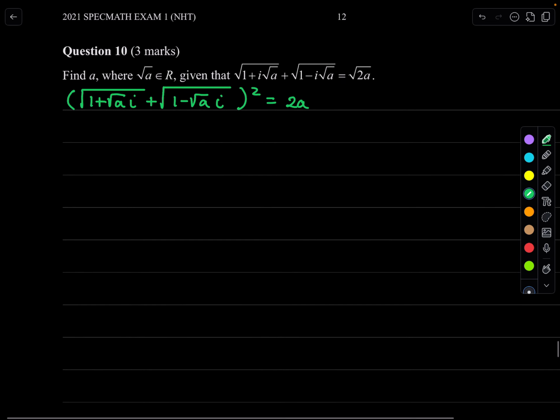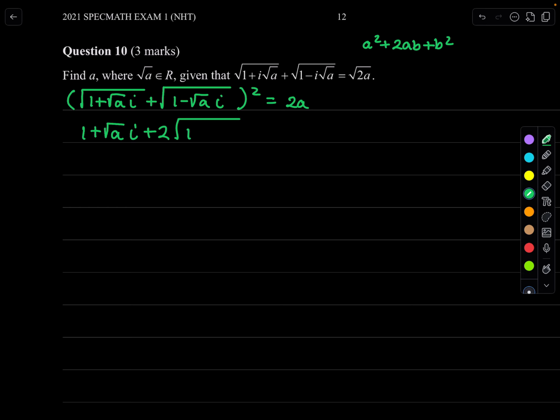Okay, so guys, I'm just going to use a formula because there's a lot happening here. Remember a squared plus 2ab plus b squared. So a is this, and this is our b. So it's a squared, so the square root is going to cancel out. It's just 1 plus root A, plus 2ab, where ab is square root 1 plus root A times, again, square root 1 minus root A, plus b squared. So this is squaring that, which the square root cancels out, 1 minus root A, equals 2A.